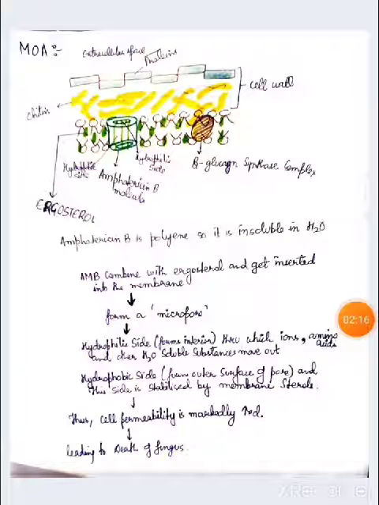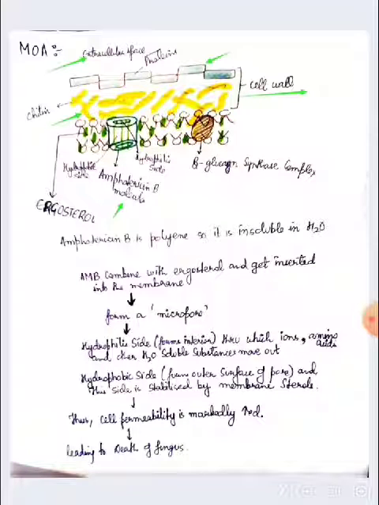Now, the mechanism of action of amphotericin B. Firstly, we'll see the structure of the cell wall of the fungus. Here we can see this is the extracellular space, and the upper layer is proteins. Now this is called chitin. It's a constituent of the fungal cell wall, so it makes the cell wall. Here, proteins, chitin, etc. Here we can see a molecule which is amphotericin B.